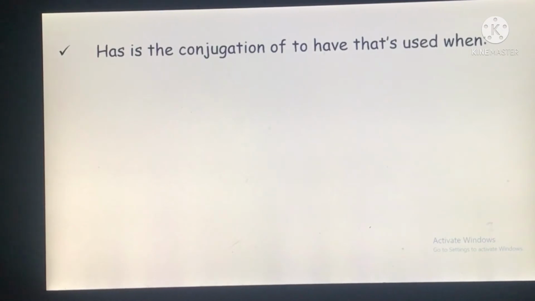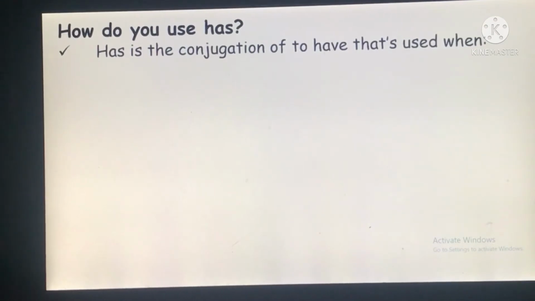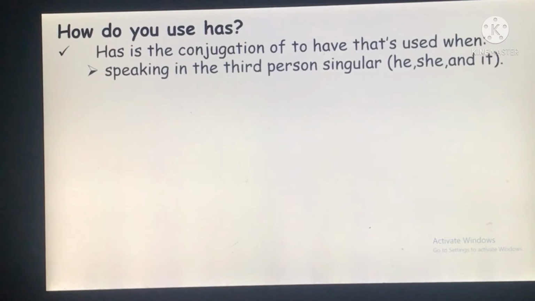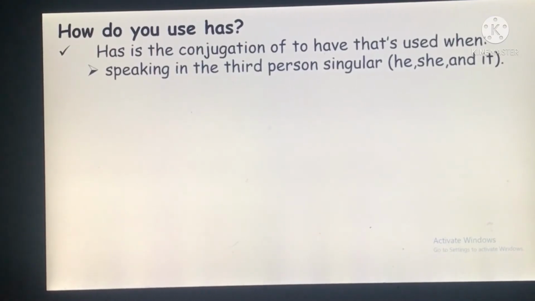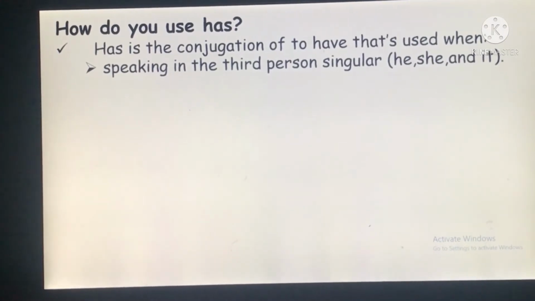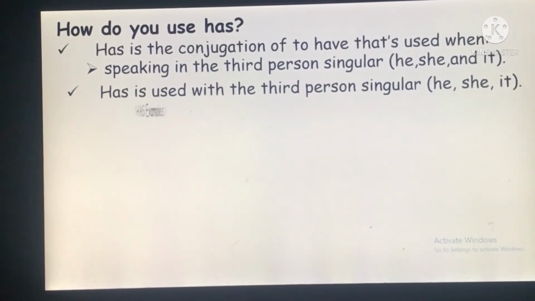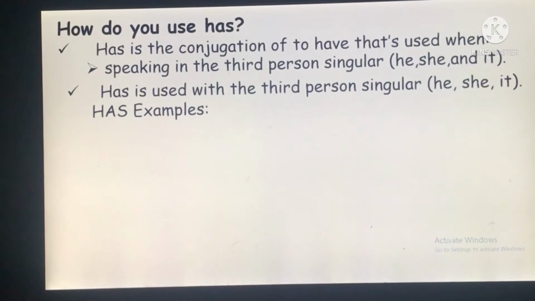How do you use has? Has is the conjugation of to have that's used when speaking in the third person singular he, she, and it. Has is used with the third person singular he, she, it. Has examples.